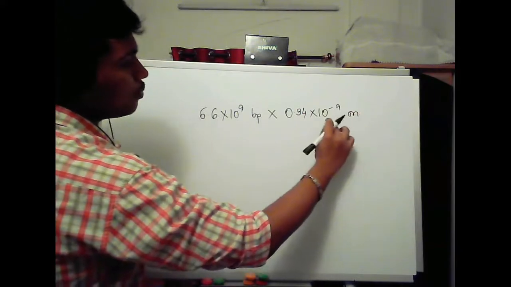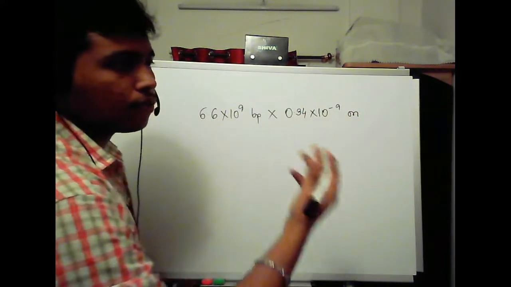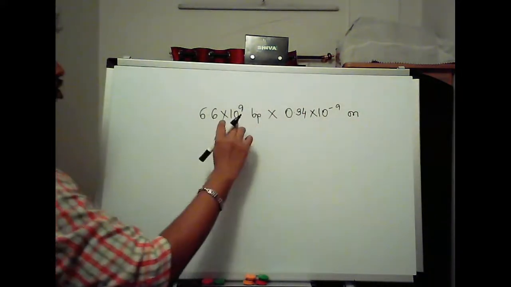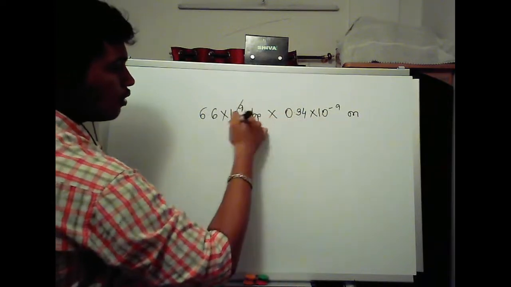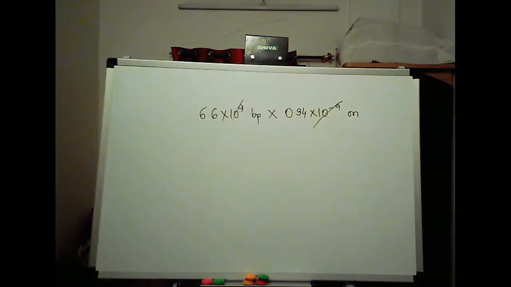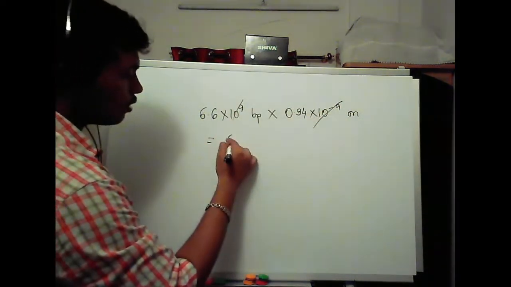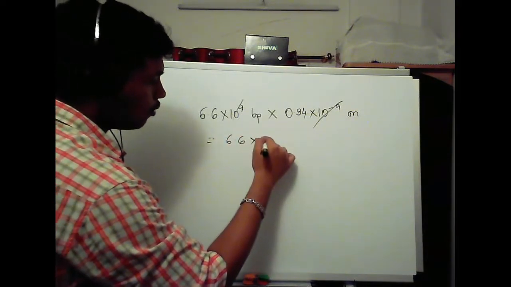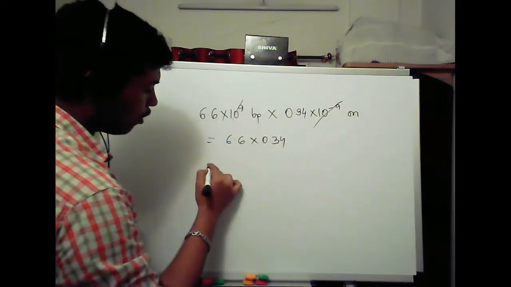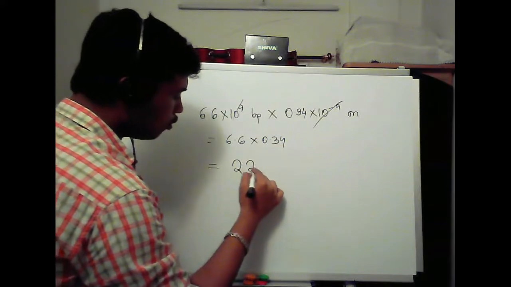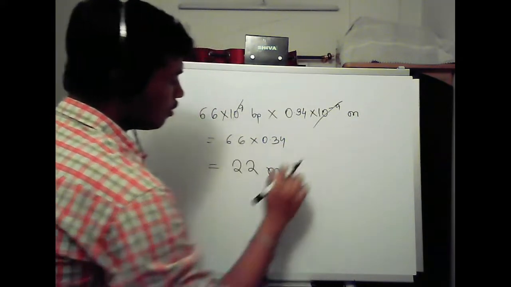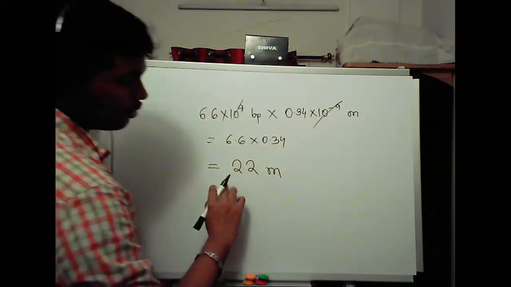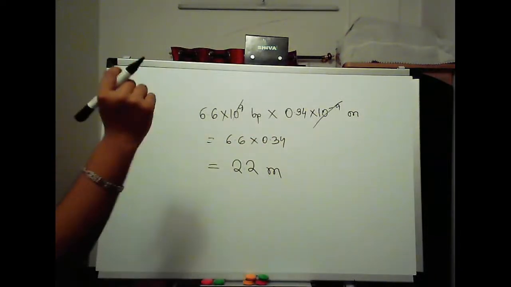of course in meters, because we want to find it in meters. These two are going to cancel out. So 6.6 into 0.34 will approximately give you 2.2 meters. This is a base pair. So 2.2 meters.